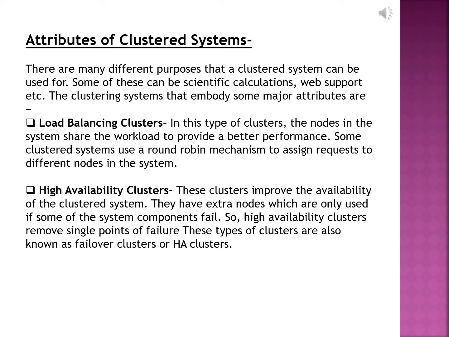High availability clusters improve the availability of the clustered system. They have extra nodes which are only used if some of the system components fail. So, high availability clusters remove single points of failure, that is, nodes whose failure leads to the failure of the system. These types of clusters are also known as failover clusters or HA clusters.